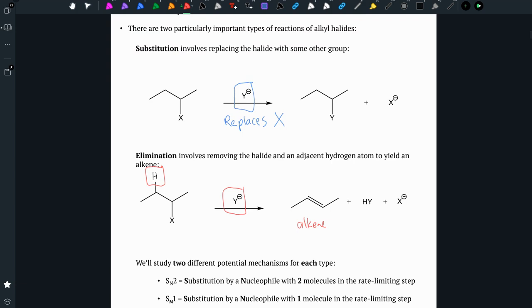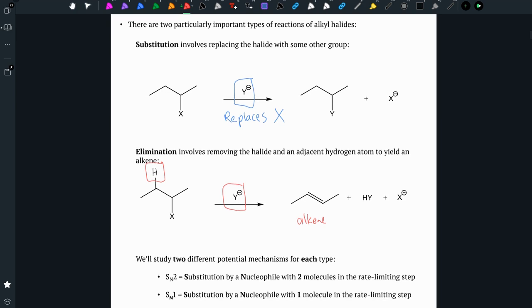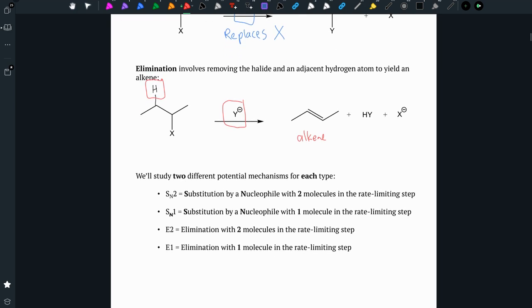For substitution, we'll see there are lots of groups that could be Y, so we can actually take an alkyl halide and turn it into lots of different things depending on what we substitute. But elimination always makes an alkene. And we'll learn two types of each, two substitutions, two eliminations. They have these names, SN2, SN1, E2, E1. Essentially, all of module 20 through 23 are going to be about distinguishing between these different reactions and explaining why one reaction type would happen in a given set of circumstances.